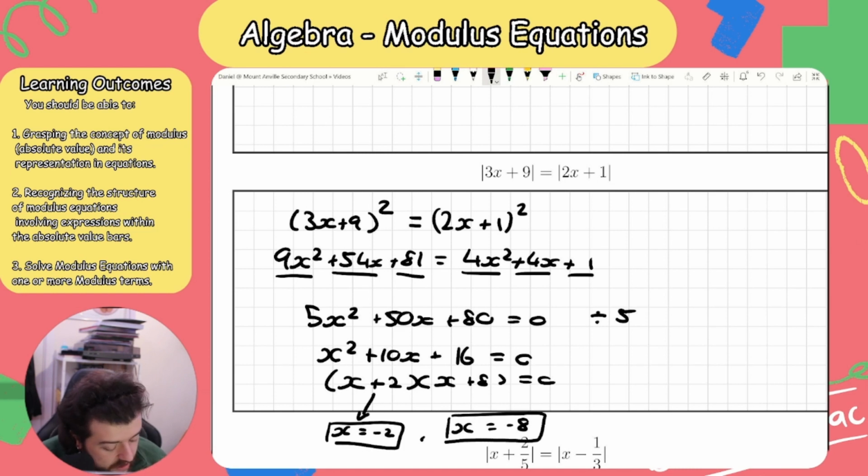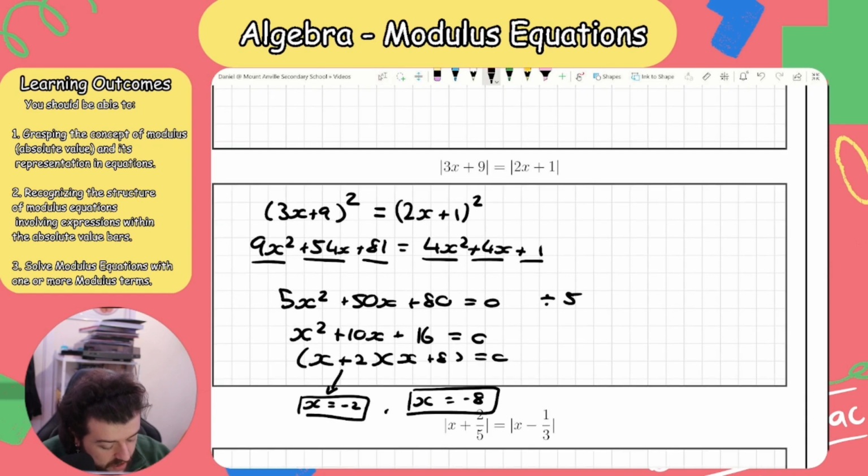So you can check your solutions by subbing in. If I sub in minus 2 up here, I'm going to get minus 6 plus 9, which is the modulus of 3. Here I'm going to get minus 4 plus 1, which is minus 3. And the modulus of 3 does equal the modulus, or the absolute value, of minus 3, as 3 equals 3. Anyway, always check your answer by subbing in.